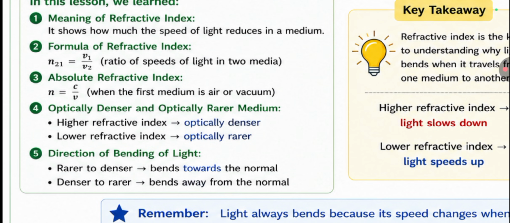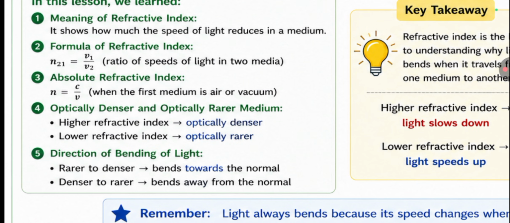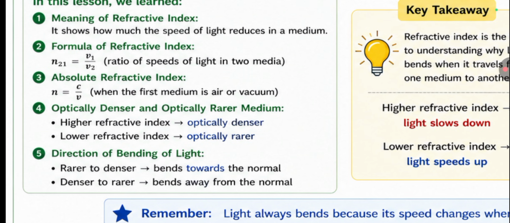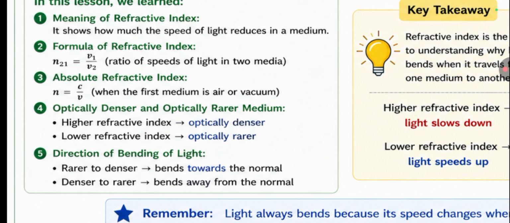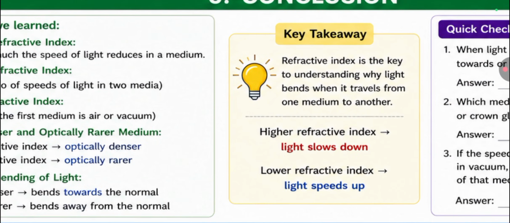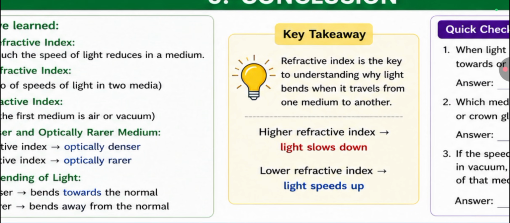When the first medium is air or vacuum. Optically denser and optically rarer medium: the medium with higher refractive index is optically denser. The medium with lower refractive index is called optically rarer. Directions of bending of light: rarer to denser, it bends towards the normal. If the light travels from denser to rarer, it bends away from the normal.